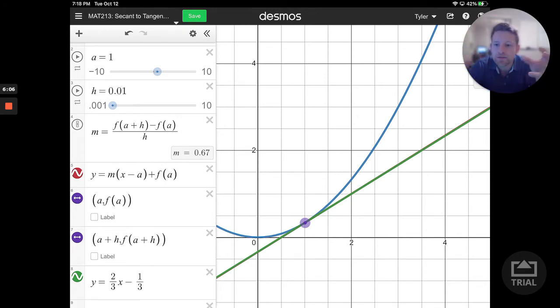So that's just a visual of what's happening when we're doing the operation of taking the limit as h goes to 0. In our next class, next lecture, we'll take a look at actually doing this algebraically, and we'll see how that works. But for now, we're going to just look at the derivative in terms of a graphical lens.